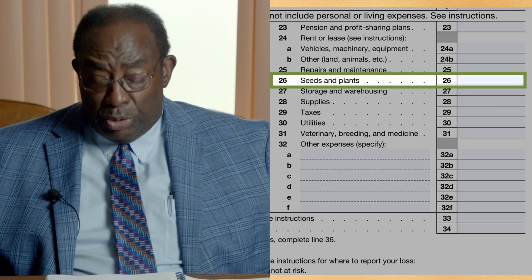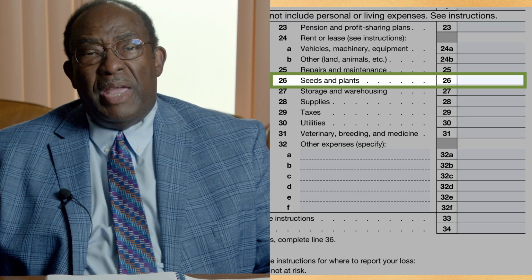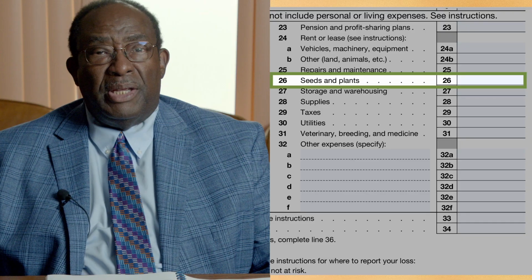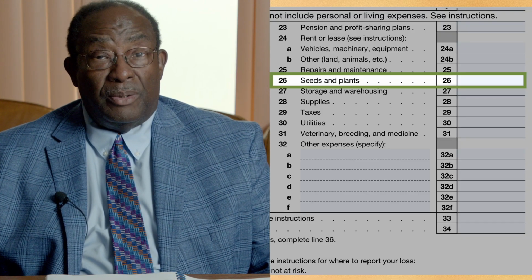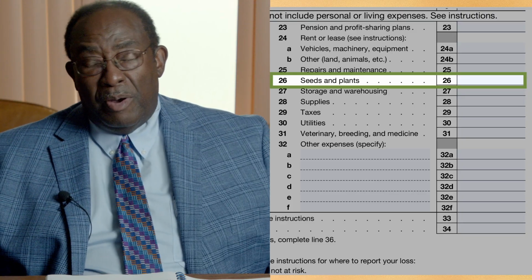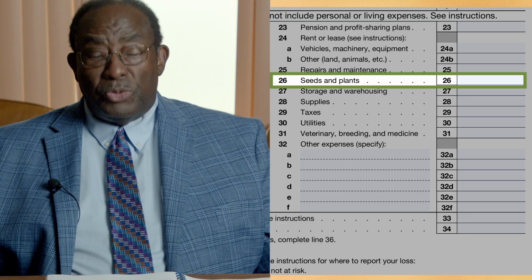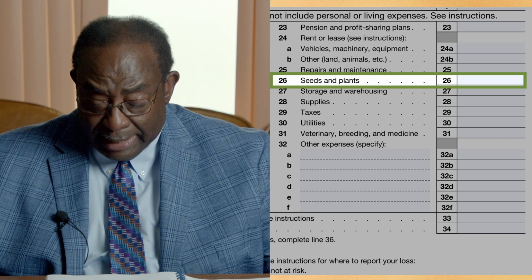All right, line 26, seeds and plants. Now, in order to grow vegetables or produce, you've got to have seeds and you've got to have plants at the beginning of your production season. Okay? Those expenses go right on line 26.